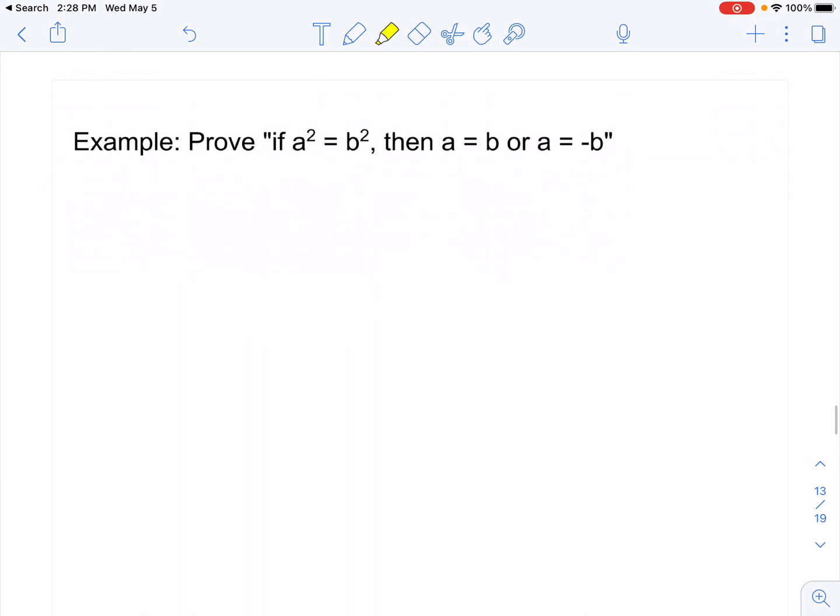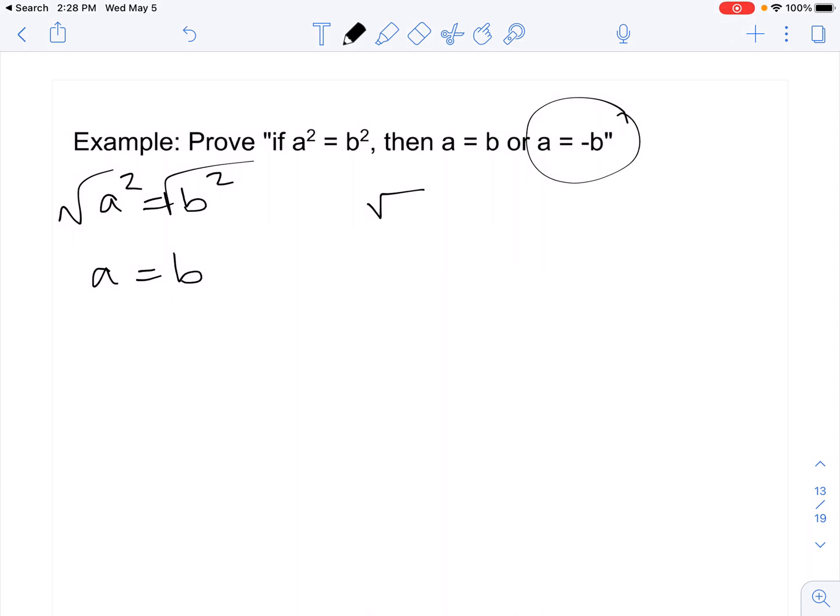All right, first example: prove that if a squared equals b squared, then a equals b, or a equals negative b. So if I start with a squared equals b squared, and I take the square root of both sides, I get a equals b. So you can see that the square root of both sides does not maintain equivalence. I didn't get this solution.